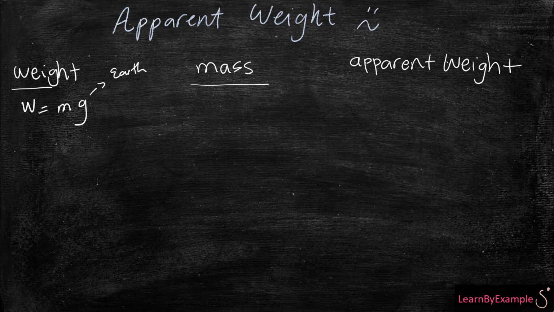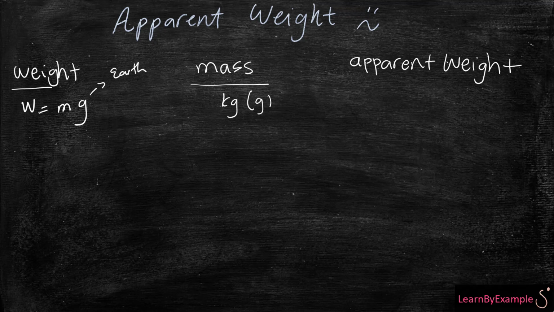And what is mass? Mass is actually the amount of matter in an object, and it never changes. So wherever you go, it's the same thing, and it's always measured in kilograms, or you can convert it to grams and other units.